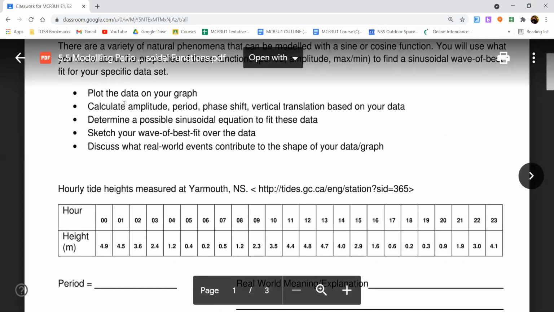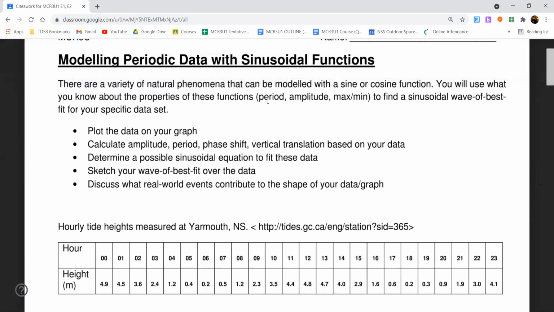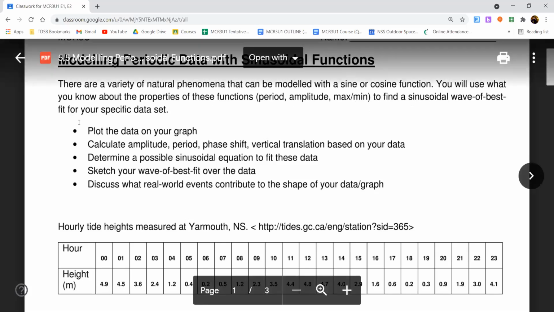So here it is. I'll read it from the top and you'll see what you're supposed to do. There's a variety of natural phenomena that can be modeled with a sine or cosine function. You're going to use what you know about the properties of sinusoidal functions, so period, amplitude, max and min, and so on, to find a sinusoidal wave of best fit. So a sine or cosine curve of best fit for your specific data set.